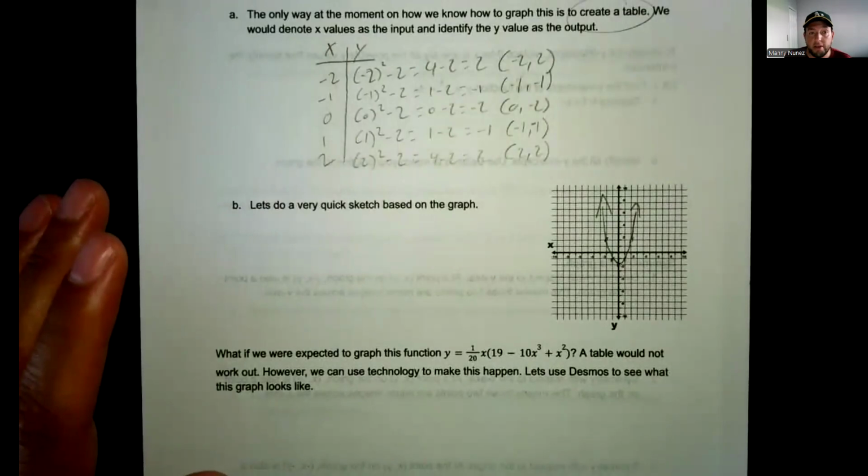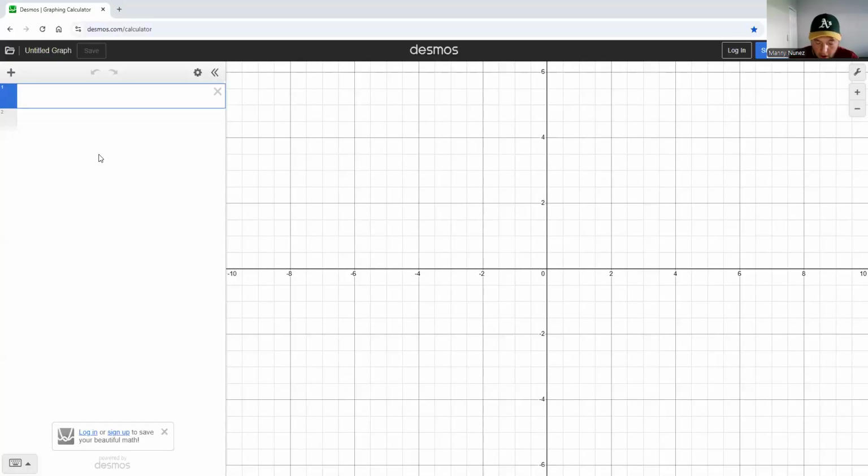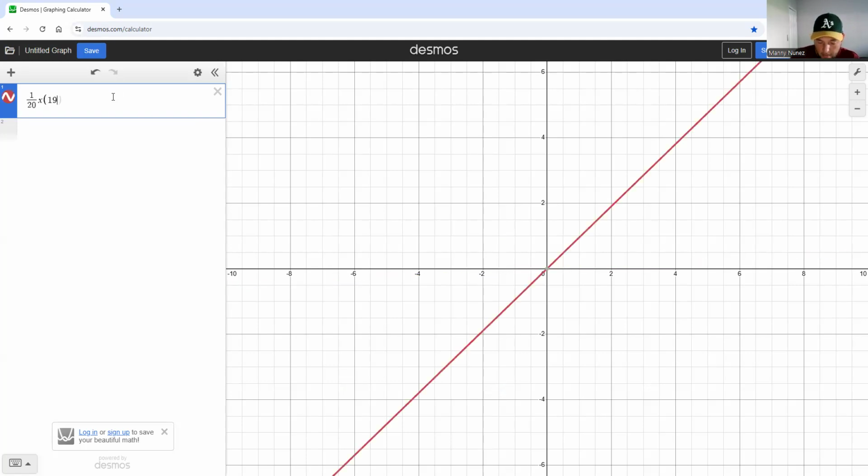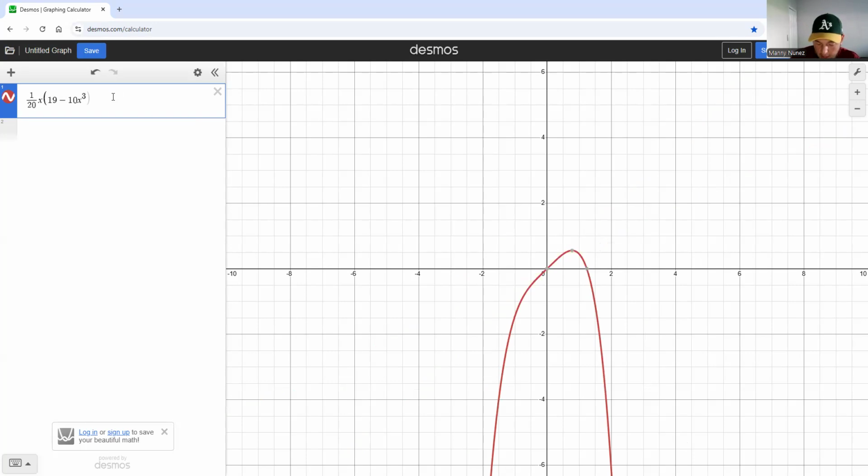So what I'm going to do here is share with you my screen. I'm going to use Desmos to plot what this graph should look like. Okay, so as I plot this graph here, 1 over 20. Oh, my apologies there. 1 over 20 multiplied by x, and then 19 minus 10x cubed, and then plus x squared. And then as we close this here at the end, we can put equals y here for the sake of argument. Here is what the graph will look like.